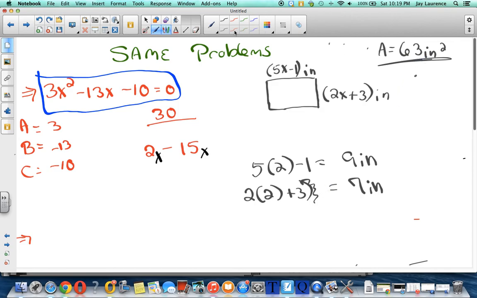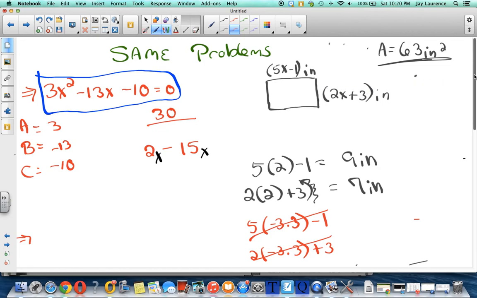That's awesome. If I use negative 3 3/10, I get 5 times negative 3 3/10 minus 1. And I'll also get 2 times negative 3 3/10 plus 3. All right, so 5 times this is a negative number. Minus 1 is a negative number. x cannot be the negative 3 3/10 because it'll cause the sides of the rectangle to become negative.